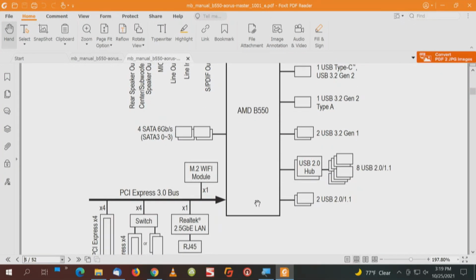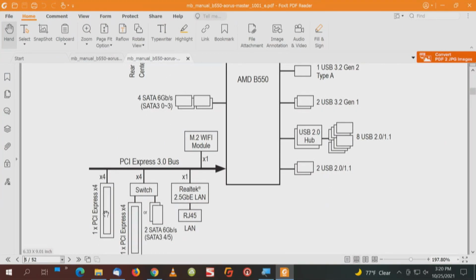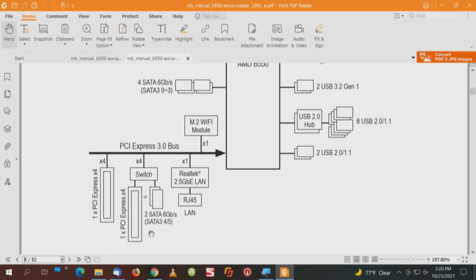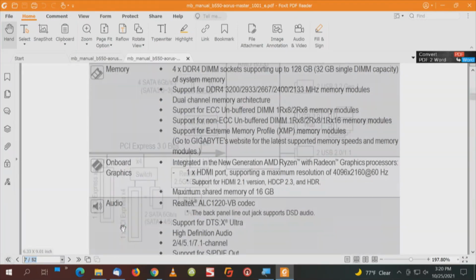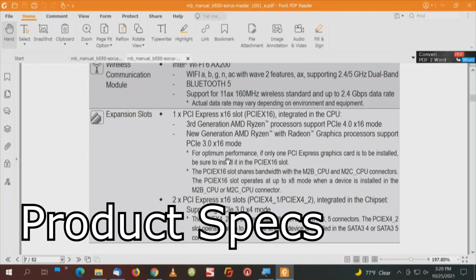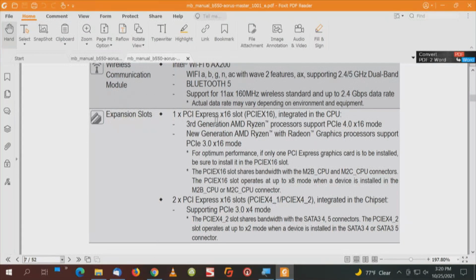And what do we get? We have one PCI Express by 4 slot. Then we have a switch, which means we have one PCI Express by 4 slot, or we have 2 SATA ports. Wow, that's kind of a bummer. So let's go down to page 7 and see how that lays out. And we are looking at expansion slots. Okay, number 1, PCI Express by 16, integrated to the CPU, PCI Express 4. Down here, 2 PCI Express by 16 slots, which is PCI Express by 4_1 and PCI Express by 4_2, integrated to the chipset, and those are PCI Express 3.0.